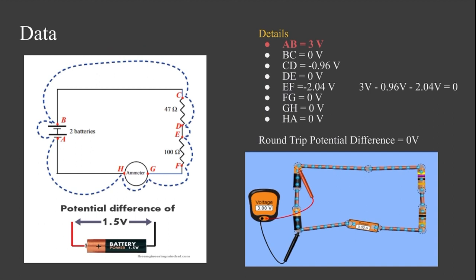The points from BC, DE, FG, GH, and HA all read 0 volts because the potential difference of a wire is so small that it is negligible. CD and EF, however, read negative 0.96 and negative 2.04 volts respectively. The reason they are negative is because the potential difference is moving in the direction of conventional current. Since a round trip must equal 0 volts by the loop rule, we know the values' total potential difference must sum to 0.